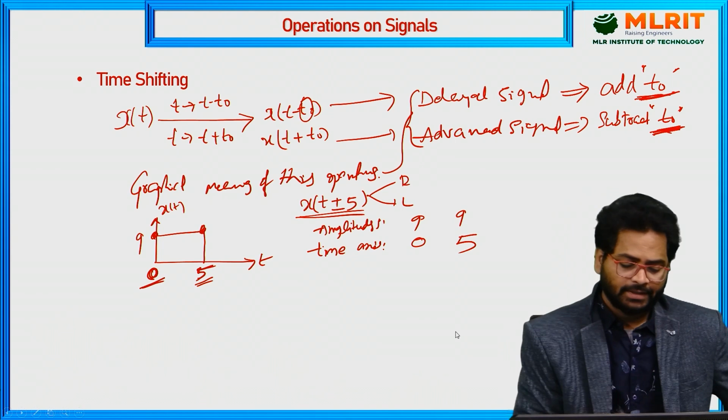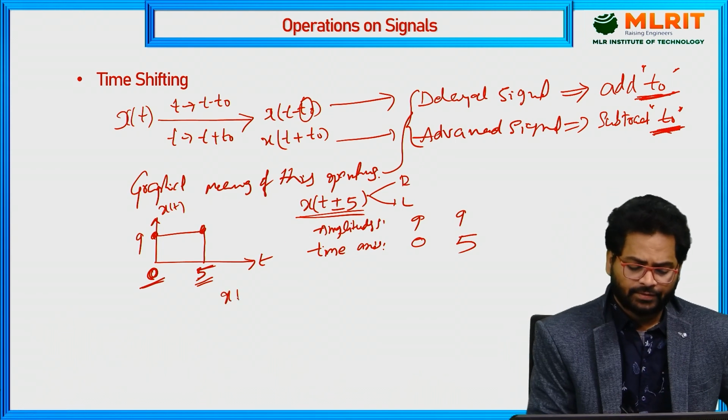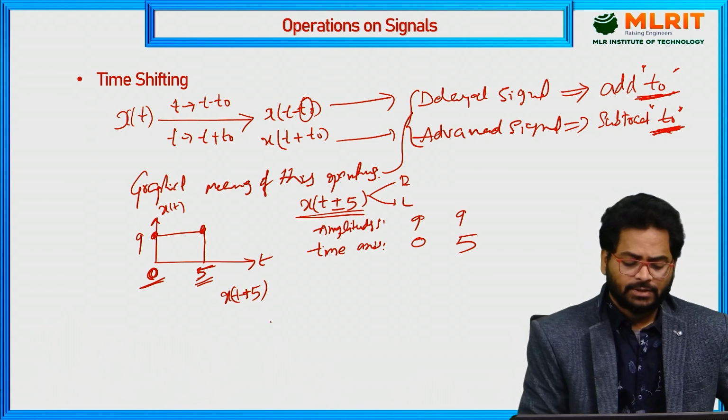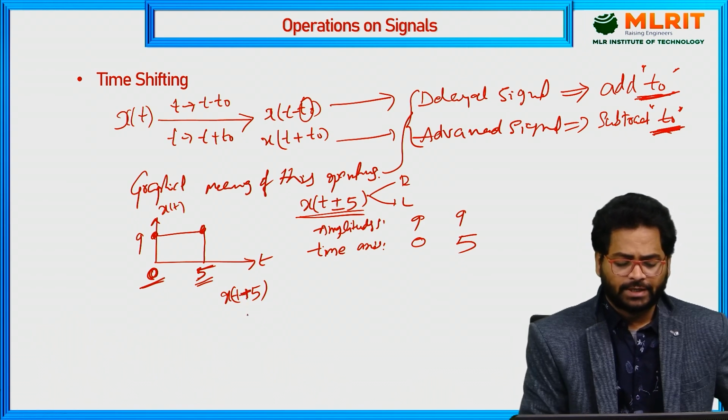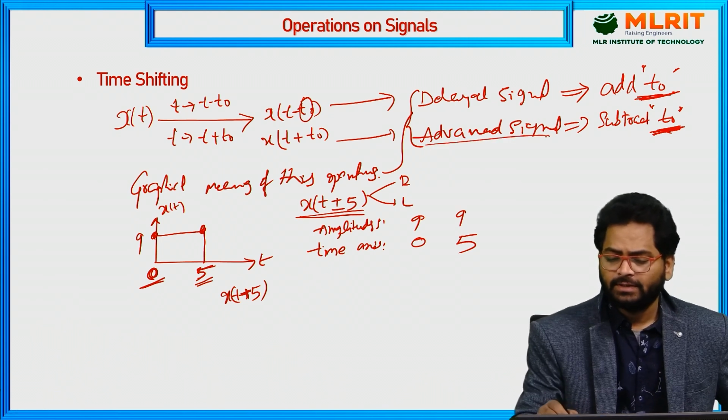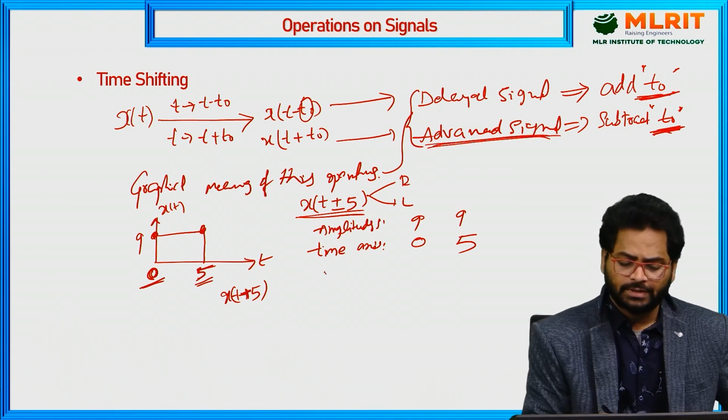Now I am taking the first signal, it is x of t plus 5. T plus 5 means 5 units. So is it a left shift or right shift? Since there is a plus, it is an advanced signal. It is a left shift.